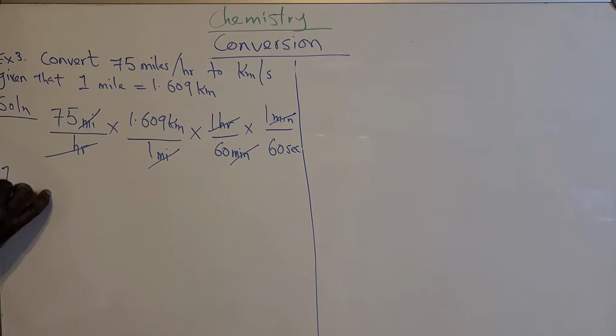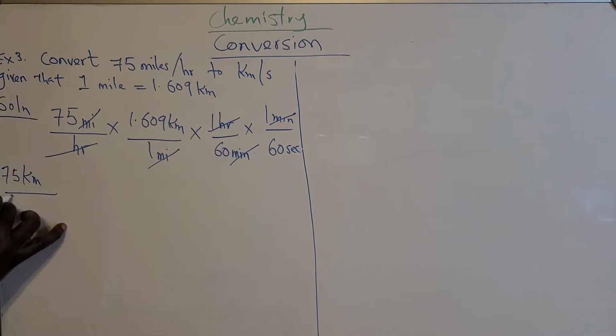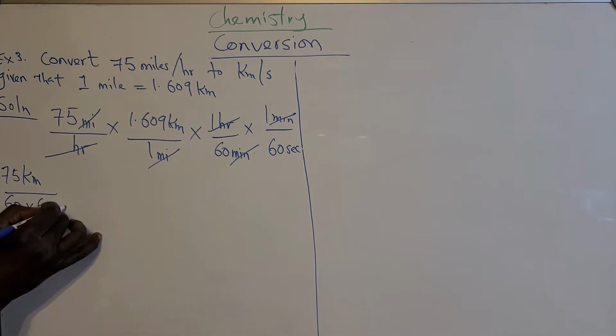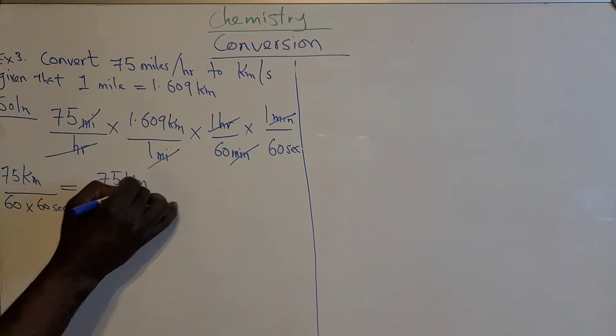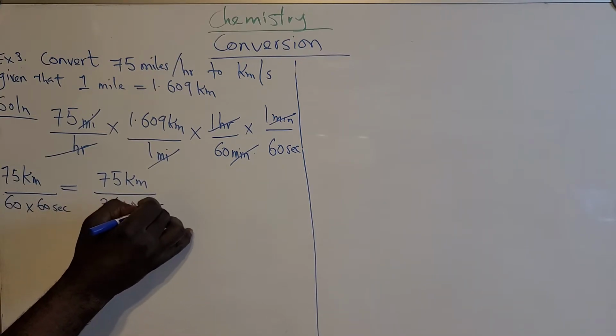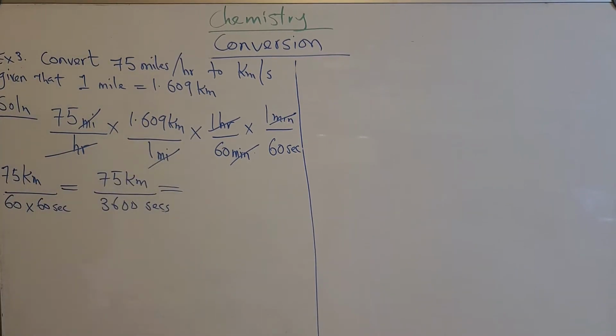So we are left with 75. What else are we left with? Kilometers here at the top, and at the bottom, we're left with 60 times 60 seconds, okay? So that gives you 75 kilometers, and that gives you 3600 seconds.